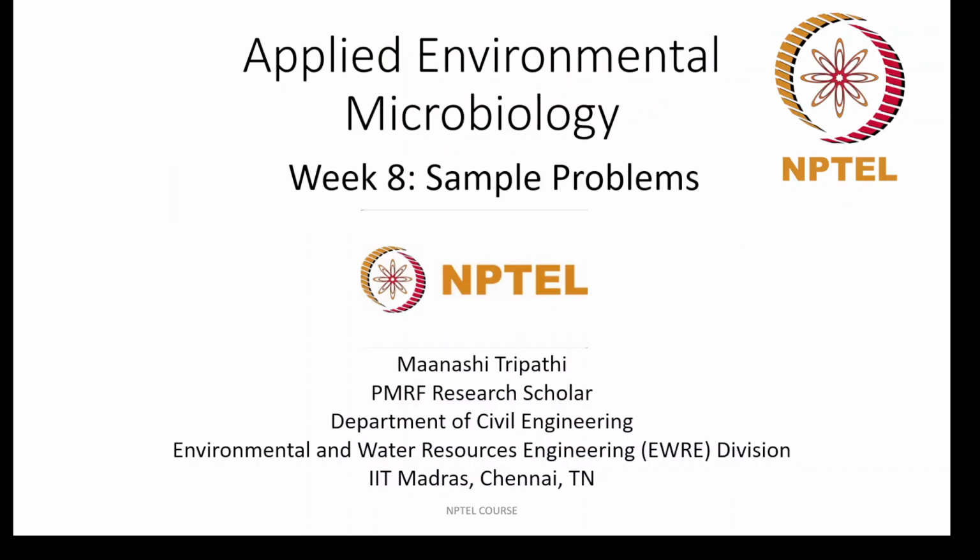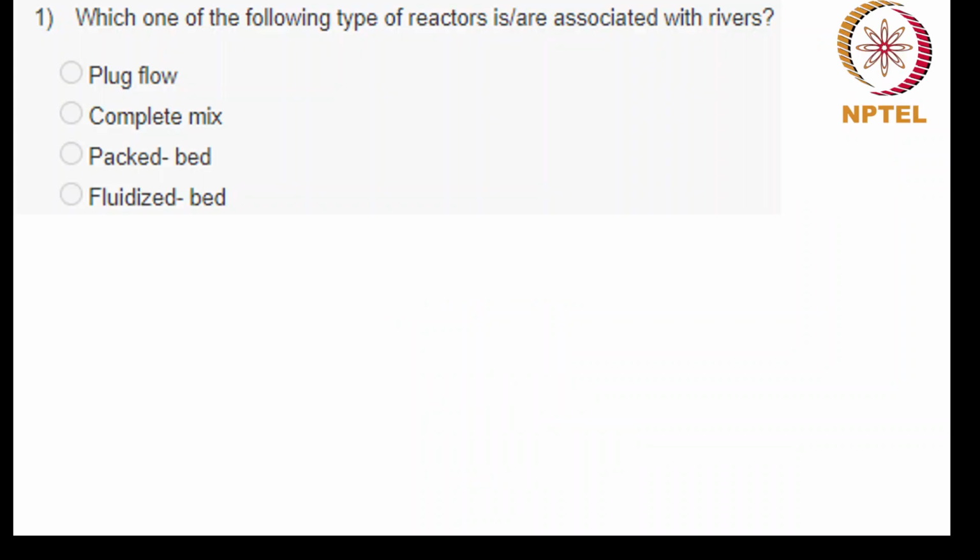So what is plug flow? When we talk about a river, this is a plug flow reactor. What is a plug flow reactor? In a plug flow reactor, the flow is in one direction. Let's say the water is coming in this direction. Whatever mixing happens is only in the cross section. So the concentration of any pollutant is uniform in the cross section.